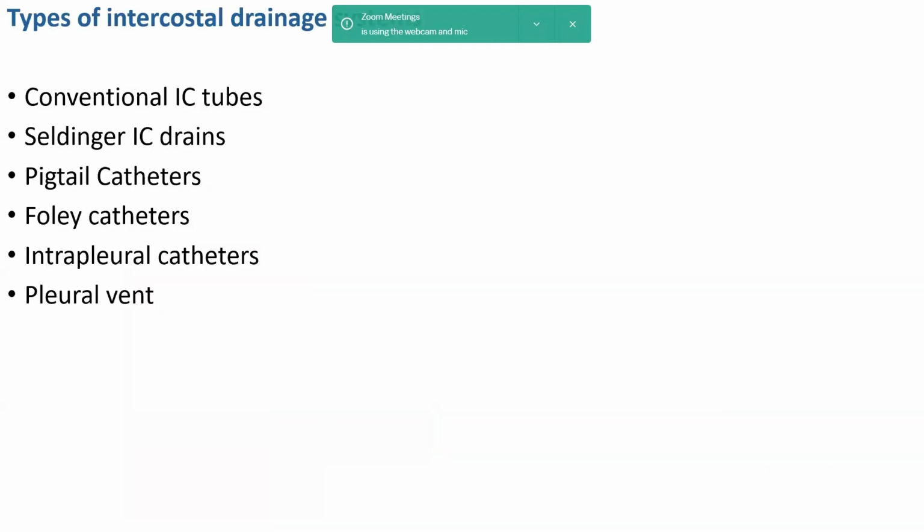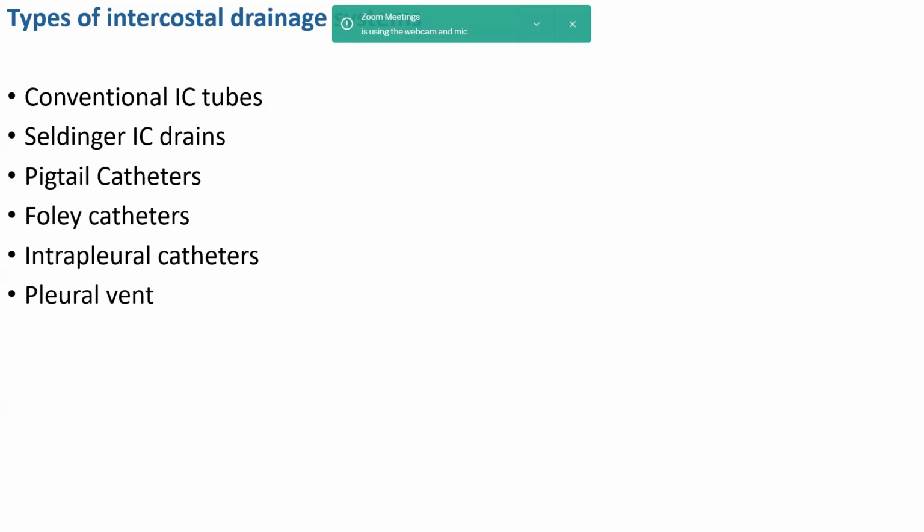So there are different types of drainage system. I'll just be discussing insertion of the conventional IC tube system. But other than the conventional IC tube system, we have the Seldinger type, which you are all familiar with, and pigtail catheters. For some indications we actually insert a pigtail, not just an IC tube, and even Foley catheters can be inserted. It is the same thing as the Seldinger type IC drain.